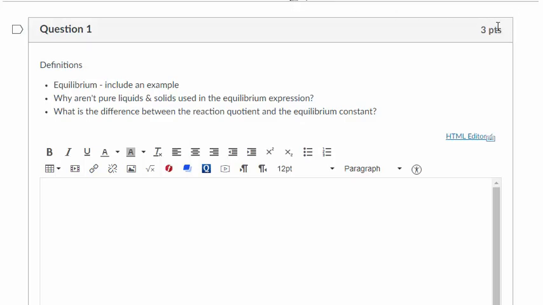Equilibrium homework. We're going to start with some definitions. I'm giving you a choice on the homework. On the quiz, you're going to be told what to define. So if you define equilibrium, I need to see an example.